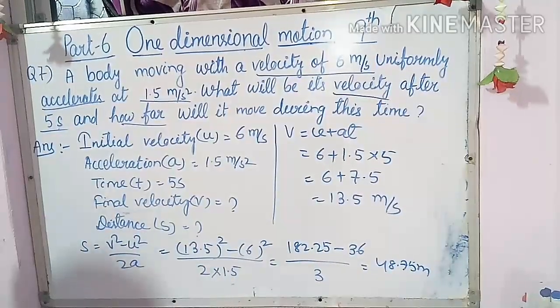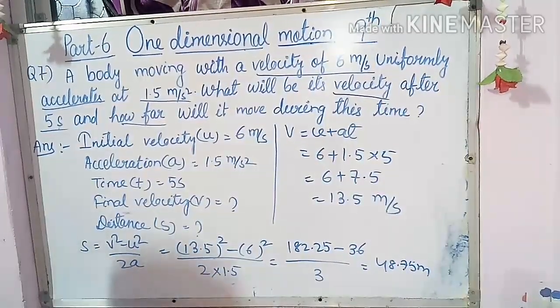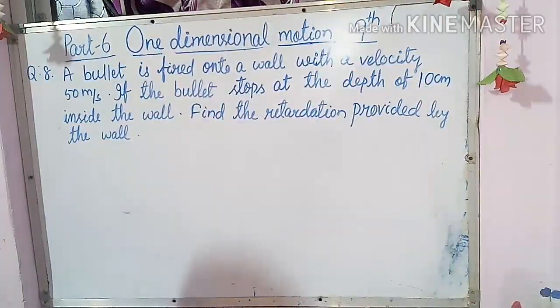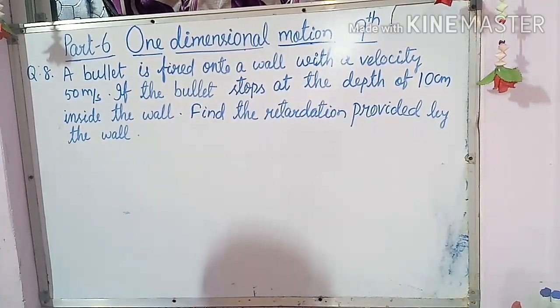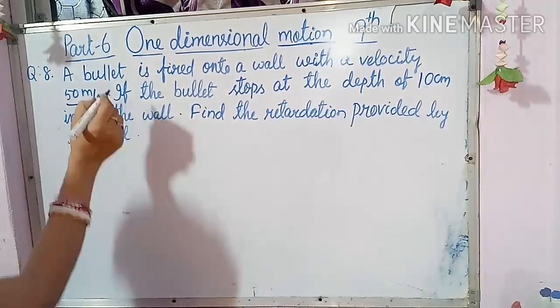Now you write in your fair note. Now next go to the next question. Now children, see the next question. A bullet is fired onto a wall with a velocity 50 meter per second. Means already your initial velocity has been given, that is 50 meter per second. So this is your important thing.